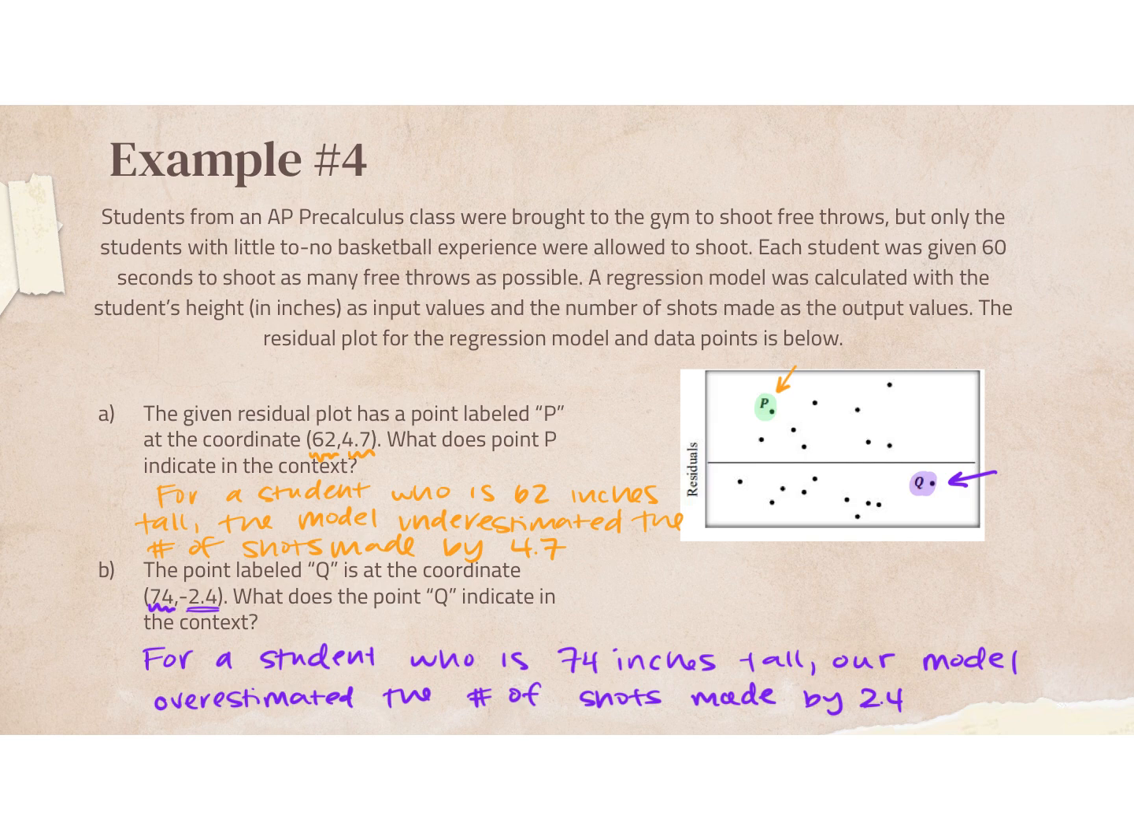Often we will have to justify or explain our analysis. And so the arguments that we can use for an underestimate is that our residual is positive or the point is above the x-axis on the residual plot. When we are defending our answer of an overestimate, we would say that our residual is negative or the point on the residual plot is below the x-axis.